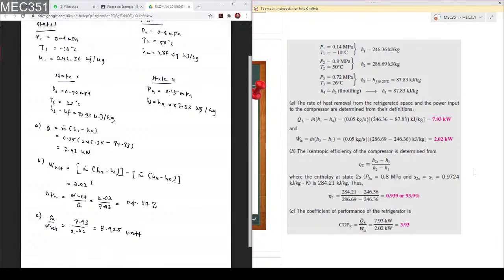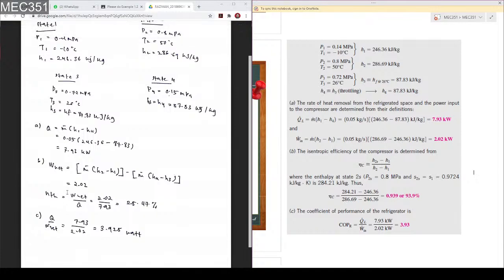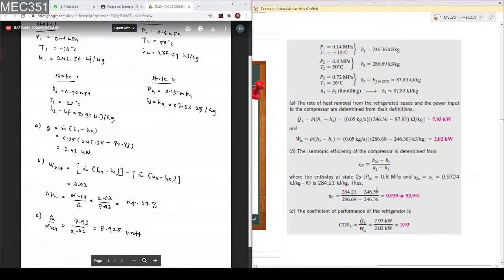Work net is also correct, but your efficiency is not correct, because the equation you gave here is not the isentropic efficiency of the compressor. This is the thermal efficiency that you used in the Rankine cycle during your MEC 251. So this formula is totally wrong. The isentropic efficiency of the compressor should be like this. Okay, that's Raziman.